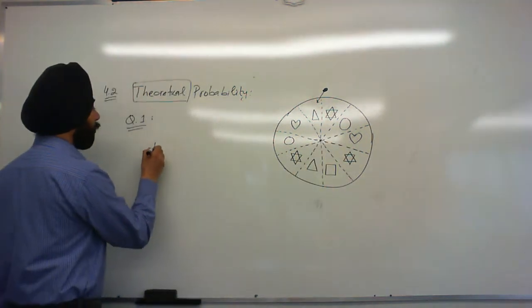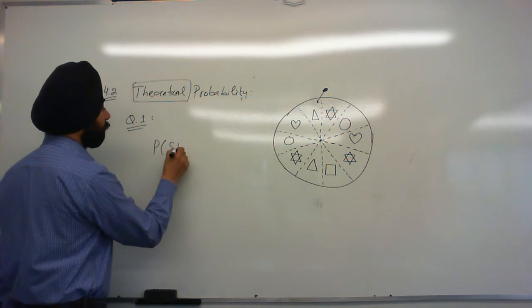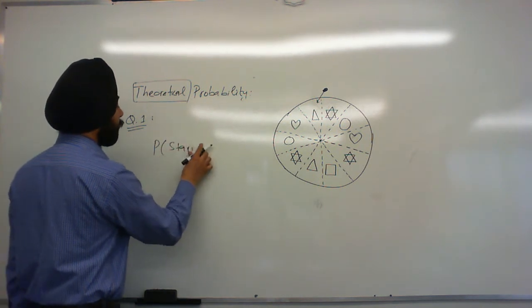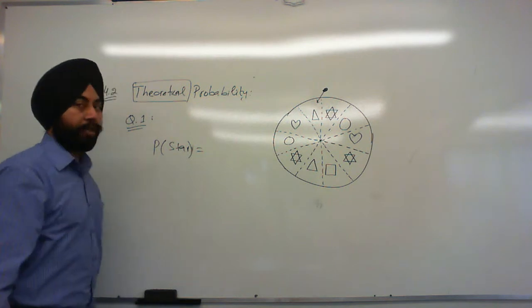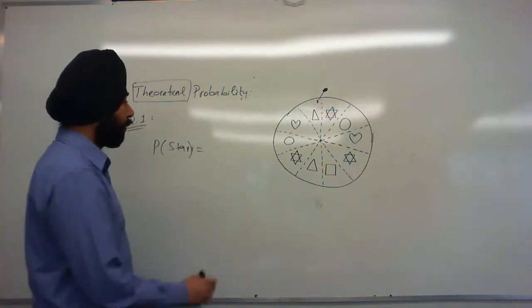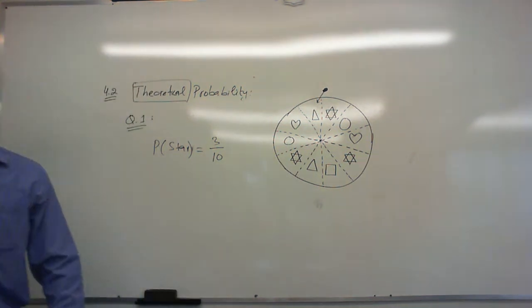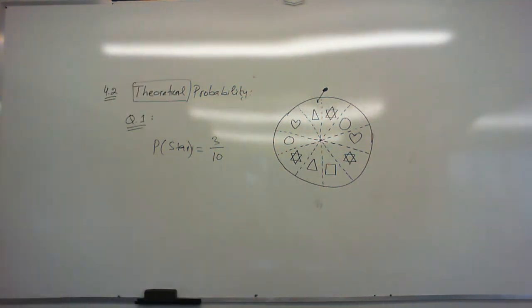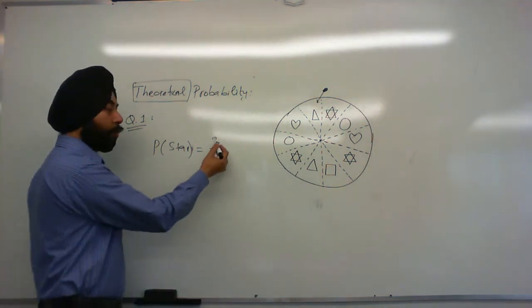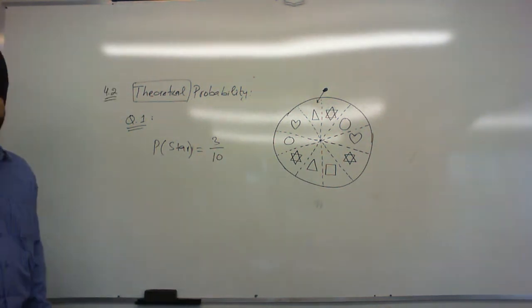3 out of 10. This is how you write it, P of star, the probability of a star. How many stars are there? 3 out of 10. That is the probability that the spinner will stop on a star. You can't simplify it any further. There is no common factor in 3 and 10.